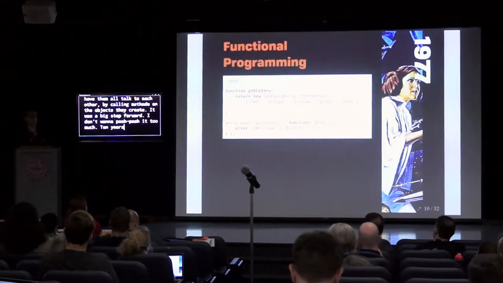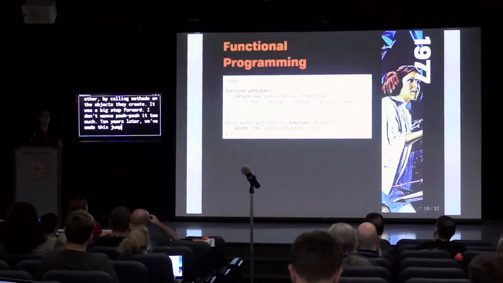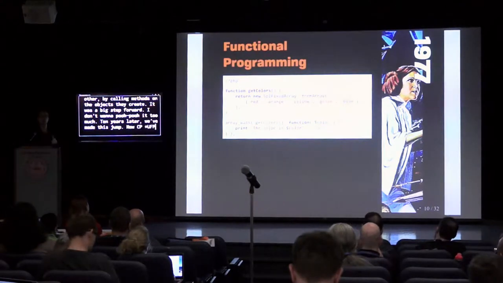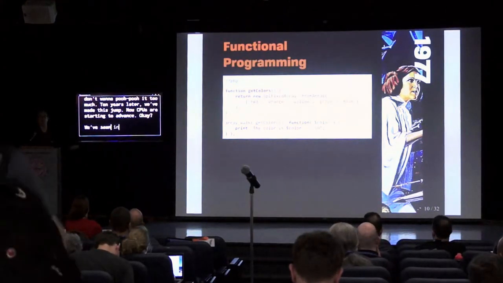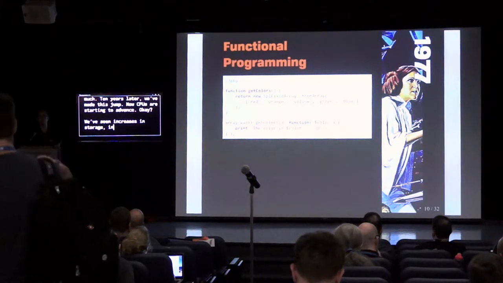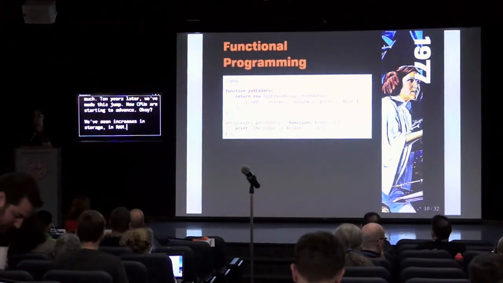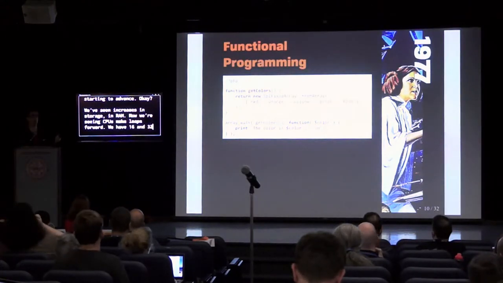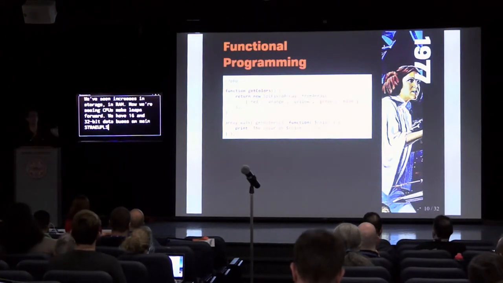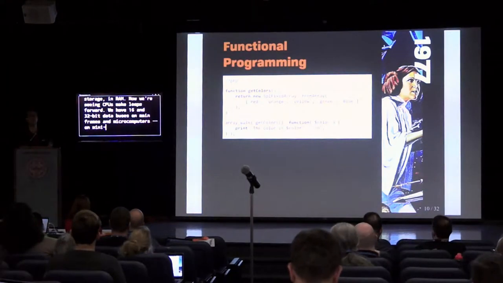10 years later, we've made this jump. Now CPUs are starting to advance. Okay, we've seen increases in storage, in RAM. Now we're seeing CPUs make leaps forward. We have 16 and 32-bit data buses on mainframes and minicomputers, excuse me. On microcomputers, we're finally able to reach 1 megahertz, to do 1 million operations a second.